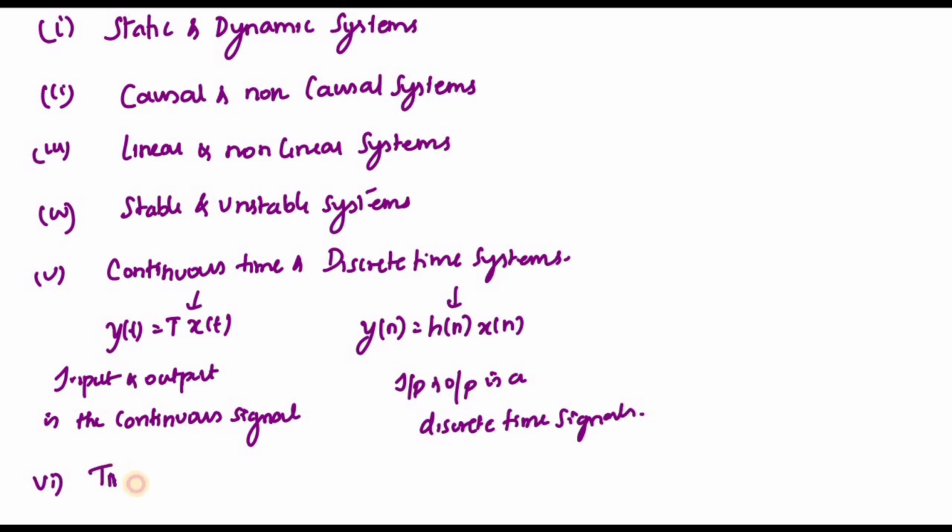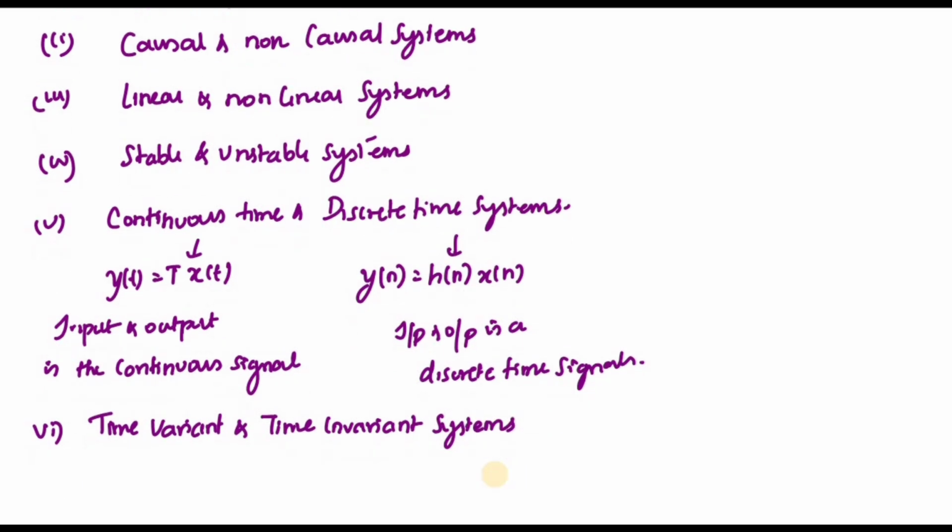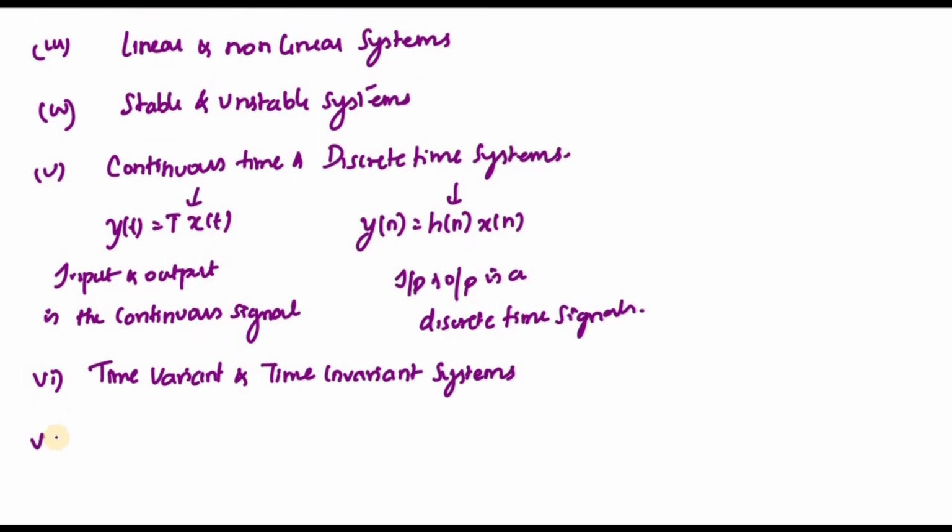The next one is time variant and time invariant system. If y of t is equal to y of t plus t minus capital T, it is a time invariant system. If it is not, it is a time variant system. The last one is lumped and distributed parameter system. You have one more system, which is called invertibility and inverse system.